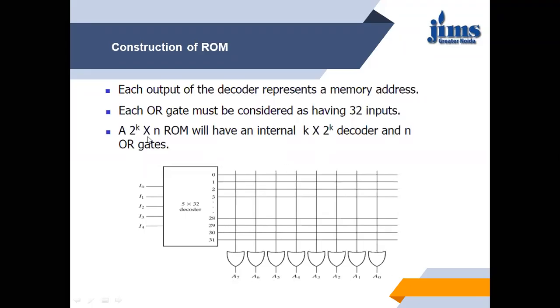A 2 raised to the power k by n ROM will have an internal k to 2 raised to the power k decoder. So this is the size of the decoder, and the memory will be 2 raised to the power k by n. Here we say 32 by 8 bit. This will be the size: 2 raised to the power 5 is 32, and the size of the word is 8 bits. So we say a 32 by 8 bit ROM. This is how a ROM is constructed.